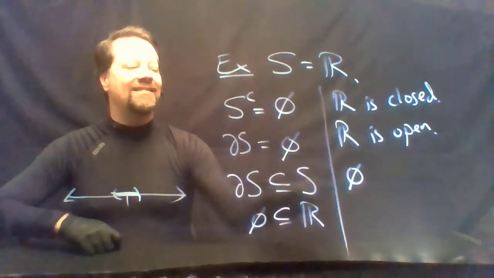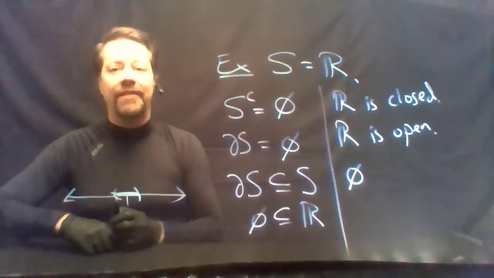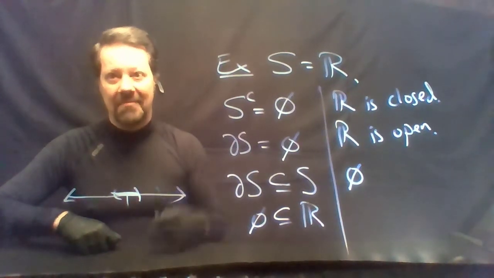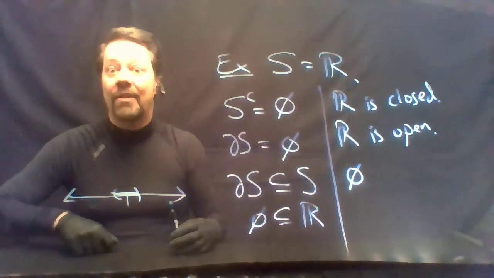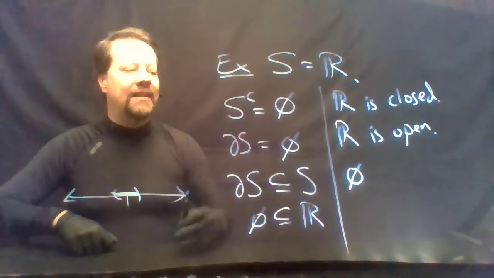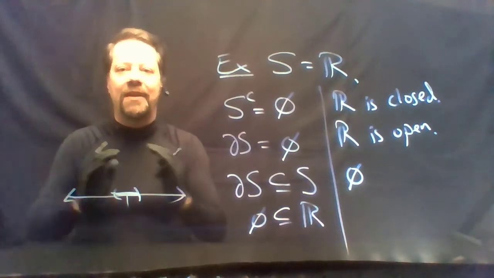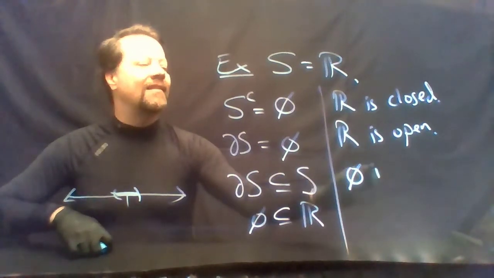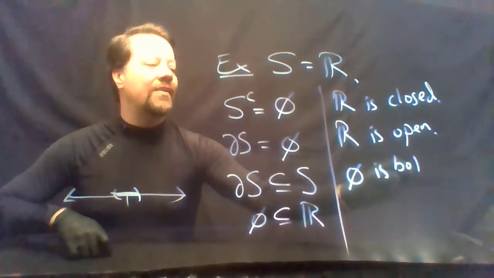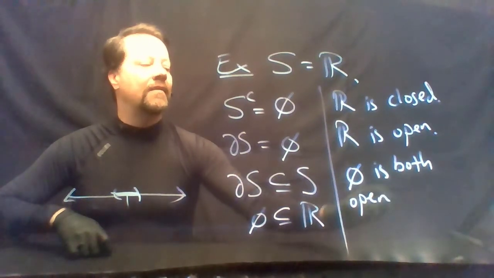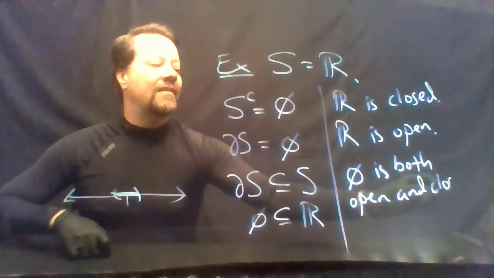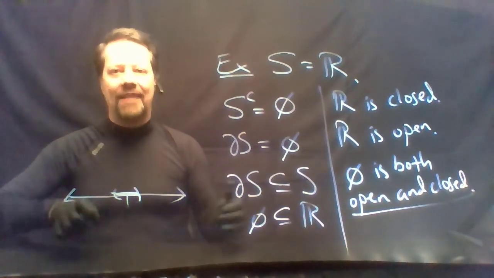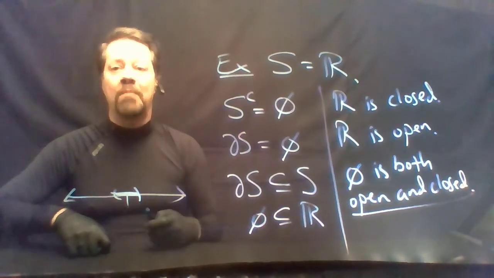What about the empty set? The empty set contains all of its boundary points because it has no points. Any point in the empty set might be thought of as a boundary point because there are no points in there. Also, if you have a point in the empty set, you can always fit an open ball around it, and that's a vacuously true statement because there are no points in the empty set. So the empty set is also both open and closed. So there are two sets, the entire real line and the empty set, and those sets are both open and closed.